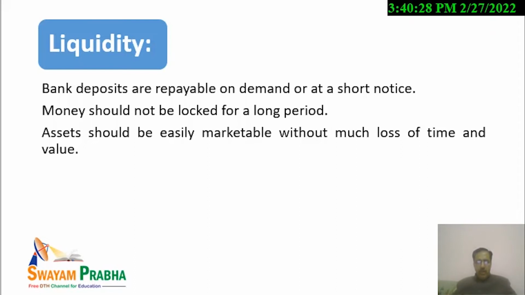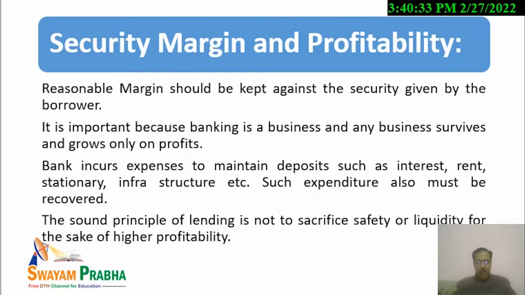Now, dear student, next comes security margin and profitability. What is the meaning of security margin and profitability? Kindly keep in mind that banks are there in order to earn something. Banks are just like some other commercial organization. The main aim of any organization is to have profitability, to earn a maximum. So a reasonable margin should be kept against the security given by the borrower. It is very, very important.